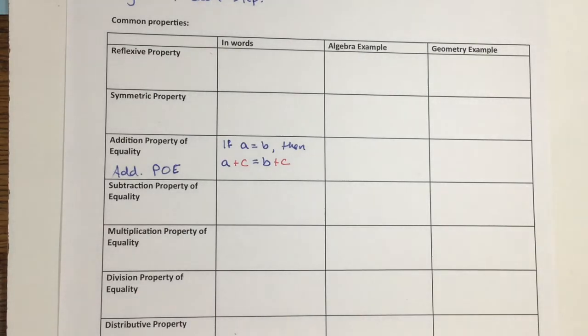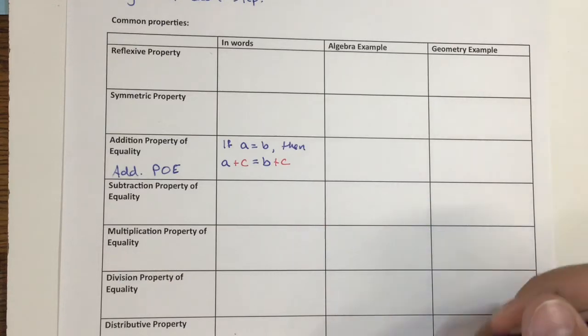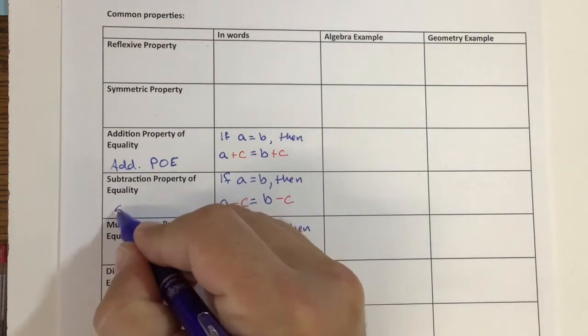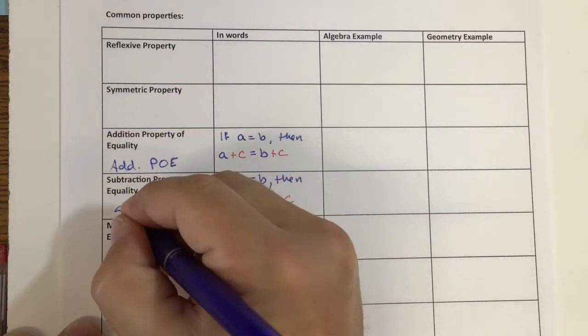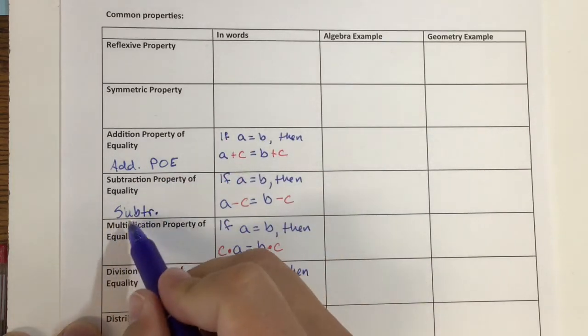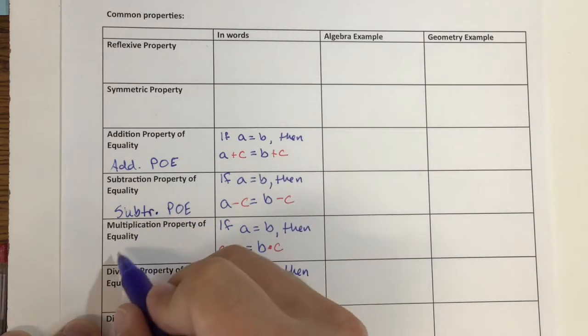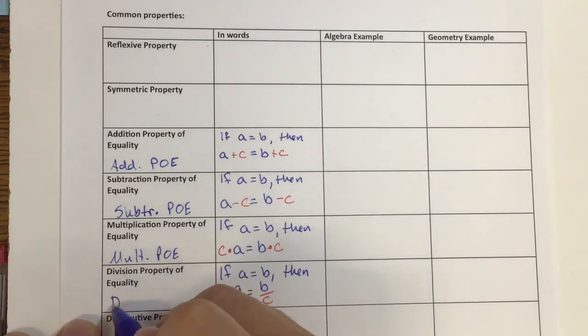What I'm going to do now is list out the next few of these. I'm going to actually pause my recording and write all of them down and then show you them all at once. You'll want to pause the video and copy them down, and then we can go back and talk about them. These next three: the subtraction POE, which we abbreviate as SUBTR, and I'll explain that more later, the multiplication POE, property of equality, and the division POE.